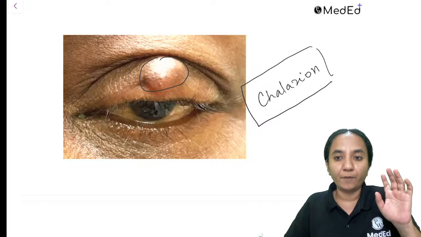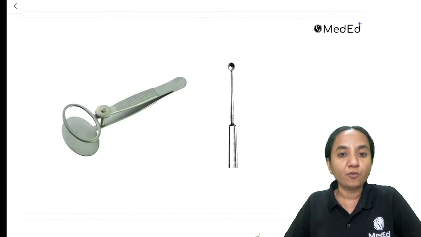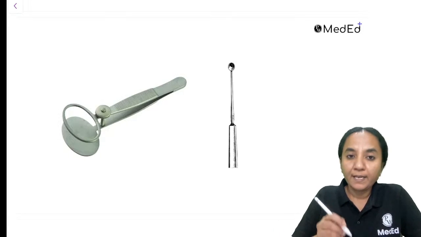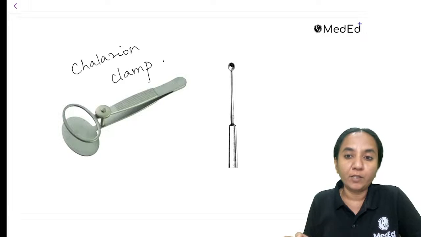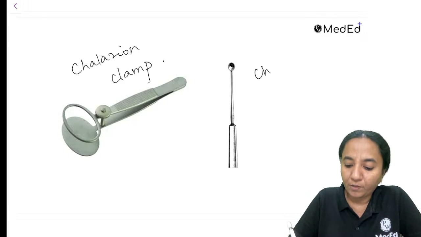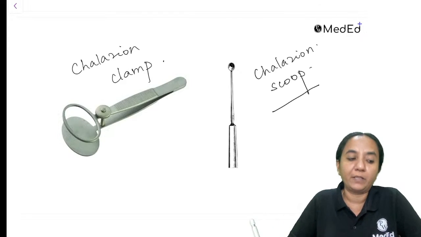So it's chalazion. Now for incision and curettage of the chalazion, these are the instruments we use. So what are the instruments? See this one. What is this? This has come in the exam already. This is your chalazion clamp. This is the chalazion clamp that is used for incision and curettage of chalazion, and this is your chalazion scoop. So chalazion clamp and chalazion scoop used for incision and curettage of chalazion.